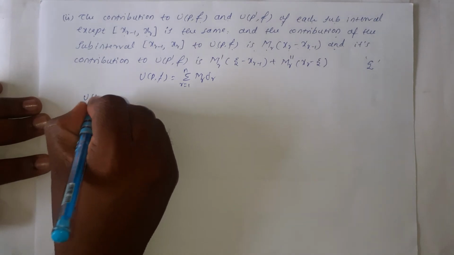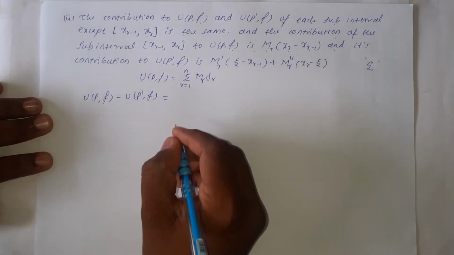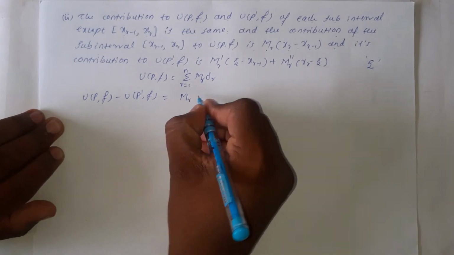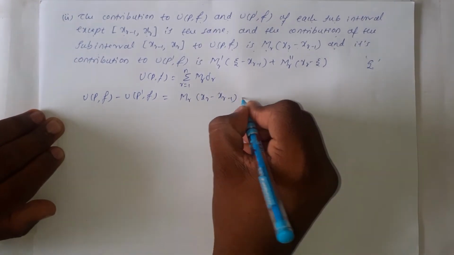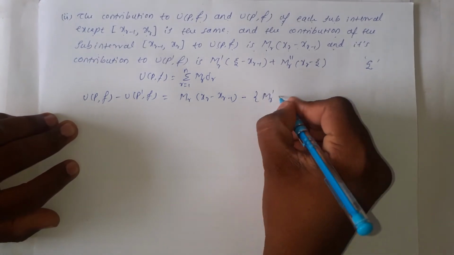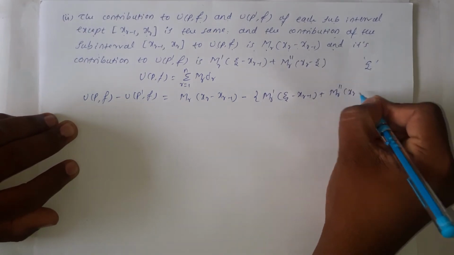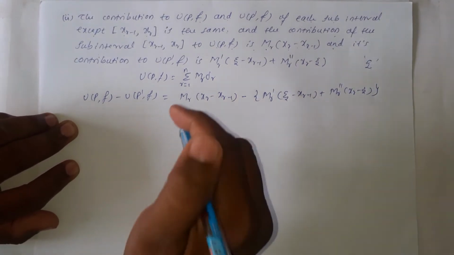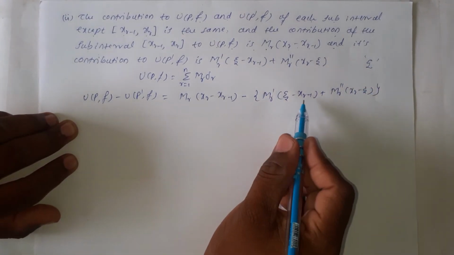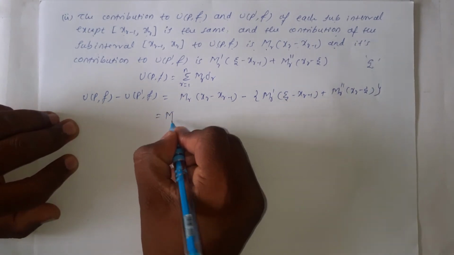Now, consider U(P, f) minus U(P', f). Here it is equal to U(P, f), which is nothing but M_r into (x_r minus x_{r-1}), so that is capital M_r into (x_r minus x_{r-1}), minus U(P', f). Here U(P', f) is M_r' into (xi minus x_{r-1}) plus M_r'' into (x_r minus xi). That is by the definition of the upper Riemann sum in the interval I_r for the partition P'. This is U(P', f) for the partition P' and this is U(P, f) for the partition P. Now, it is equal to M_r as it is.